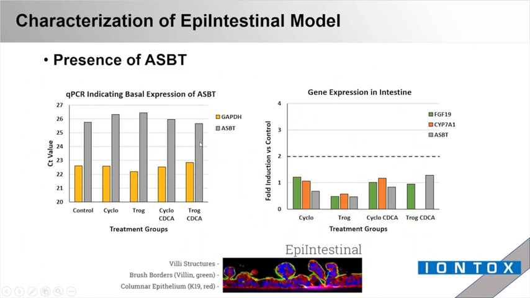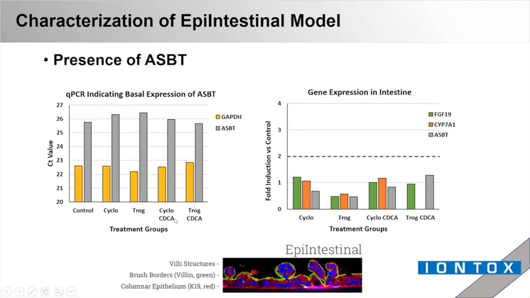And so again, the other model is the epithelial model. So we had to characterize this model as well. Again, we're looking at enterohepatic circulation. So the presence of ASBT is really important. And here in this graph, we did some qPCR on the epithelial model. And we're looking at just the threshold value of that qPCR.